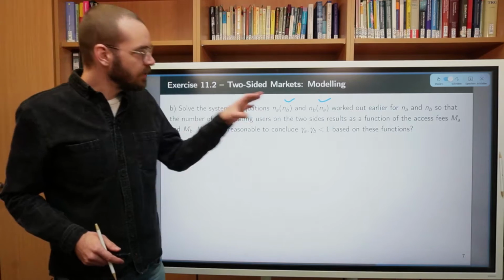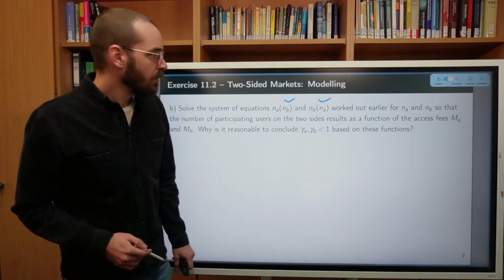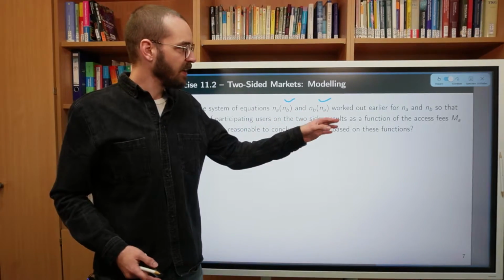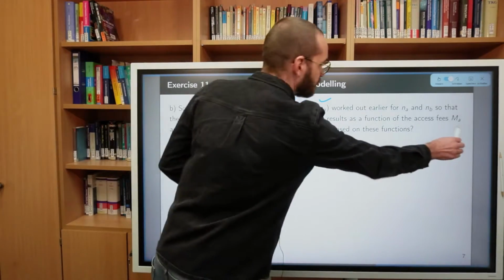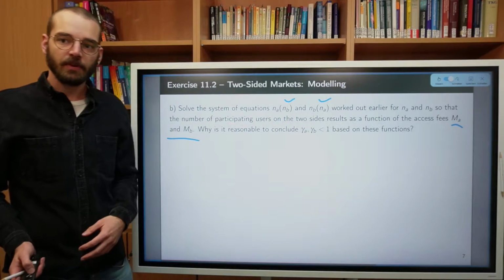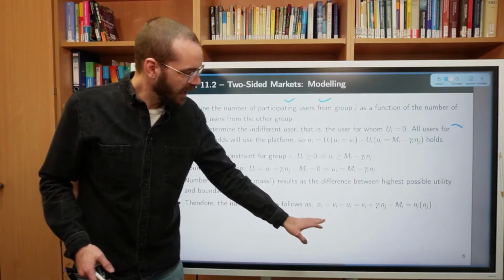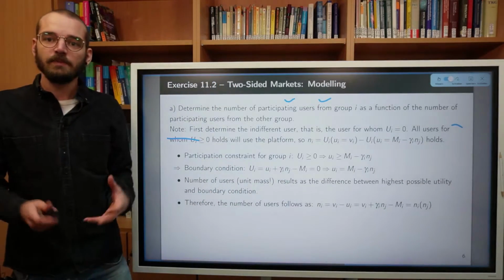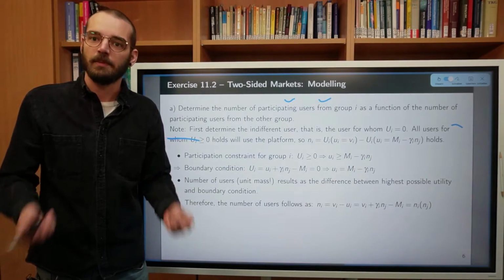We are now asked to rearrange this, or solve this system of equations, so that we get the number of participating users on the two sites as a function of the access fees MA and MB. So basically what we are asking for is, have a look at this function Ni of Nj and have this function be independent of the users of the respective other site by substitution.